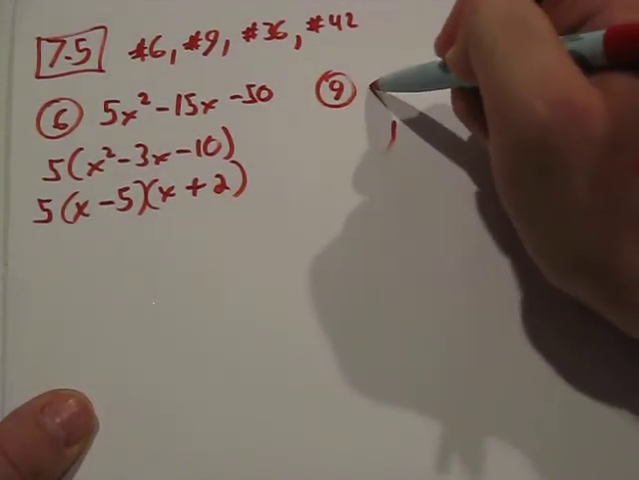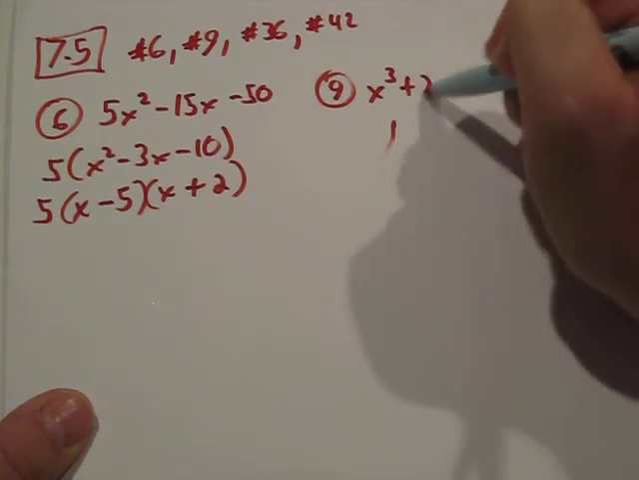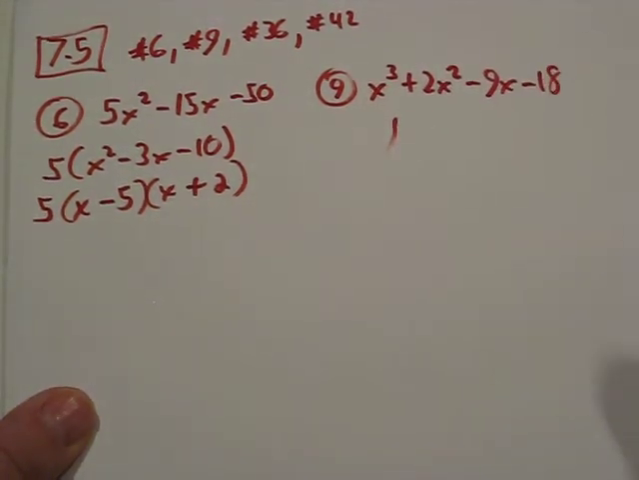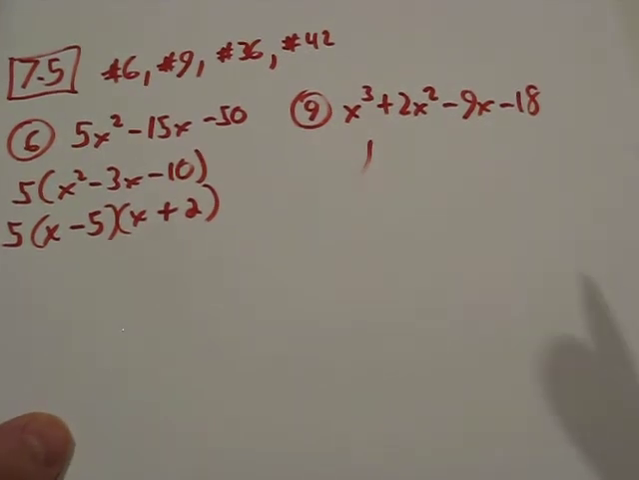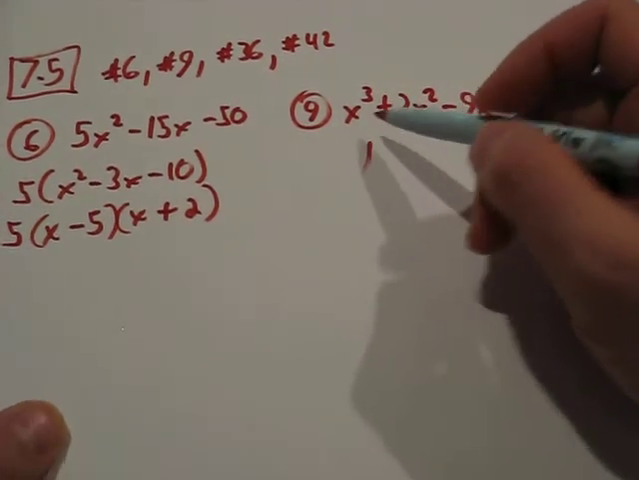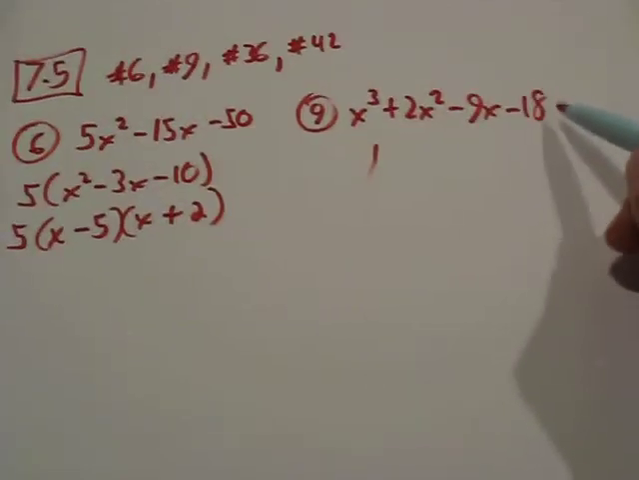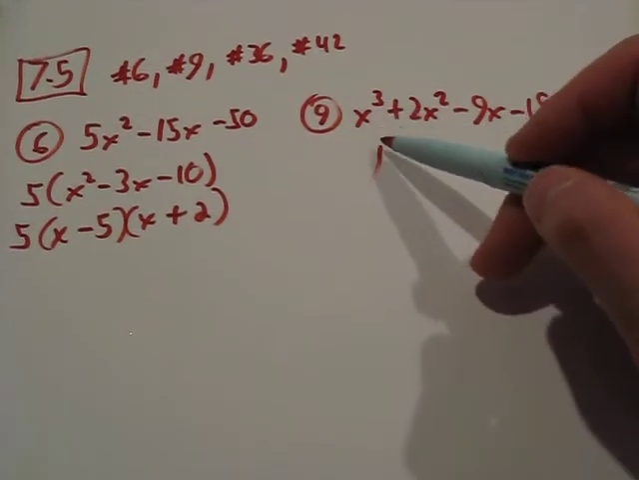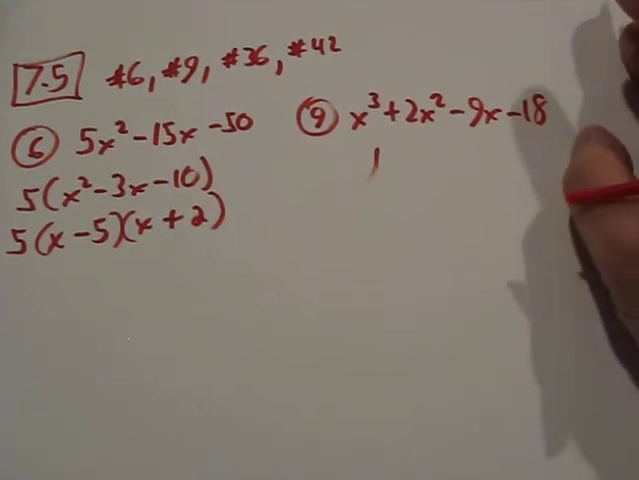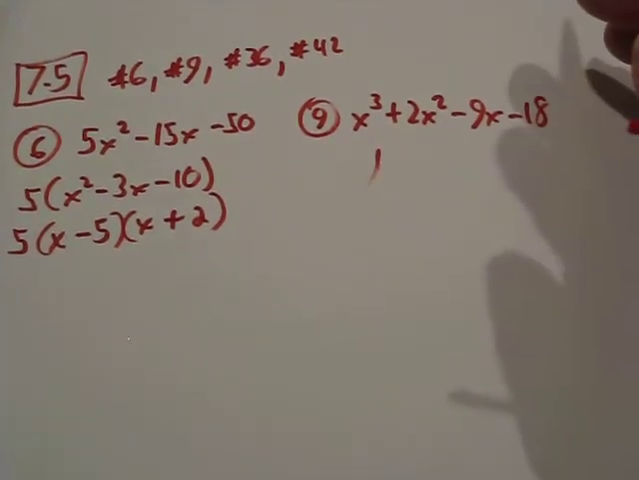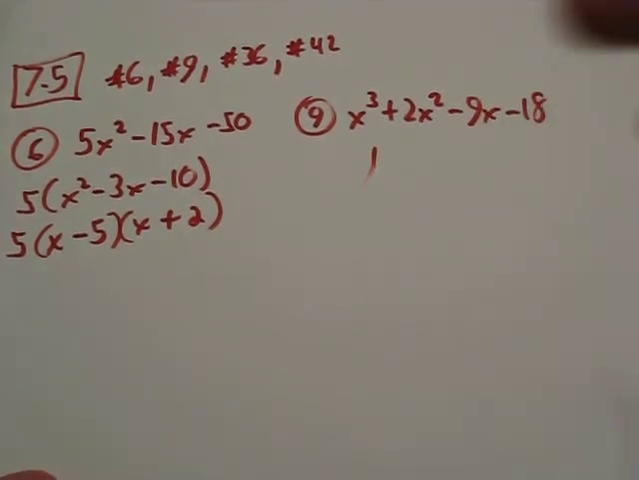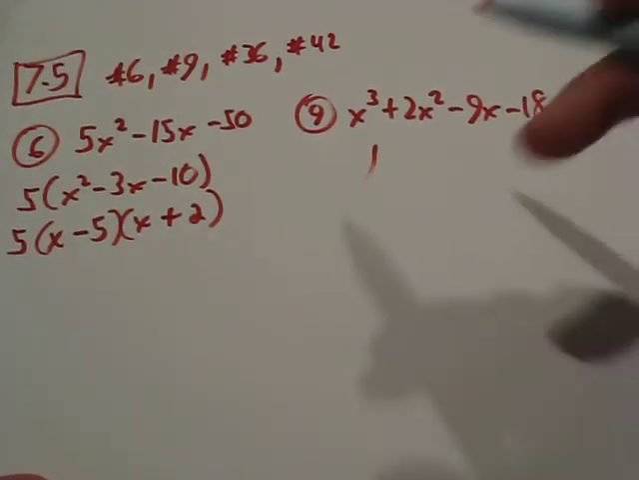So here's problem number 9, x cubed plus 2x squared minus 9x minus 18. Okay, so what we're going to do is take a look. Is there anything I can factor out of all 4 of these? No. Generally speaking, you're not going to be able to do this with a polynomial with 4 terms. So we ask ourselves next, is this a binomial, trinomial, or polynomial with 4 terms? This is a polynomial with 4 terms, so the most common factoring method we have is grouping.